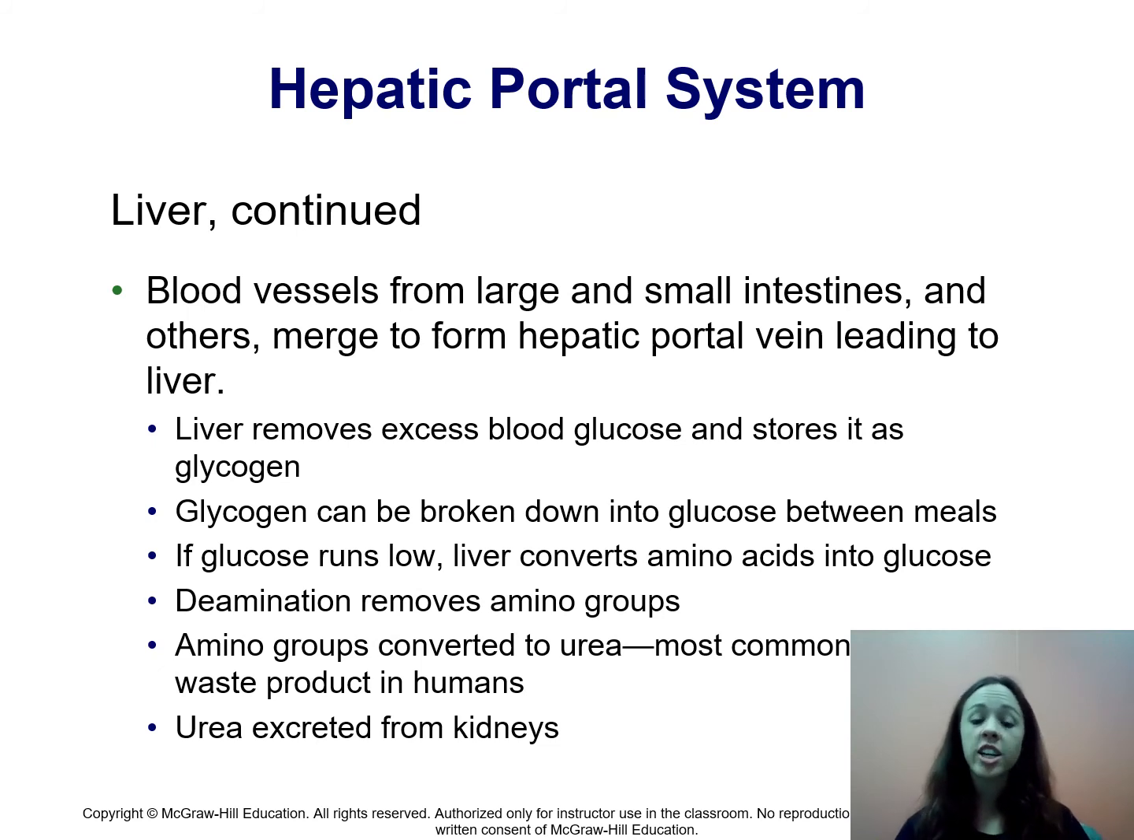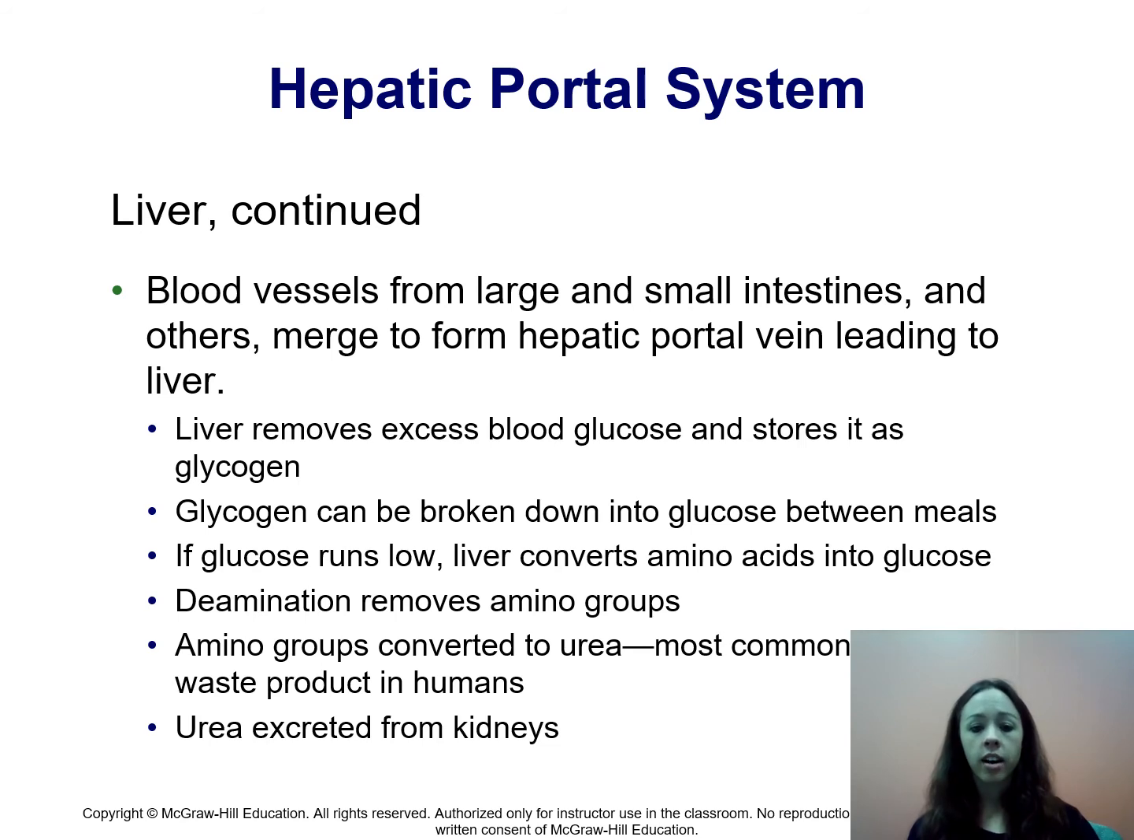Blood vessels from the large and small intestine merge with each other to make the hepatic portal vein, leading to the liver. This allows the liver to regulate a lot of the chemical components of the blood. The liver will remove excess glucose from the blood vessels, storing it as glycogen. If our blood sugar gets too low, then it will take glycogen and break it down into glucose, allowing it to enter into our bloodstream. If there is not enough glucose in our body to maintain a normal sugar level, then the liver will convert amino acids into glucose to help raise our blood sugar levels.